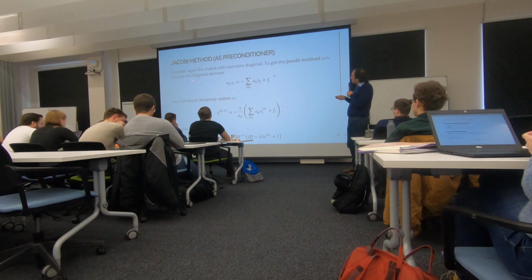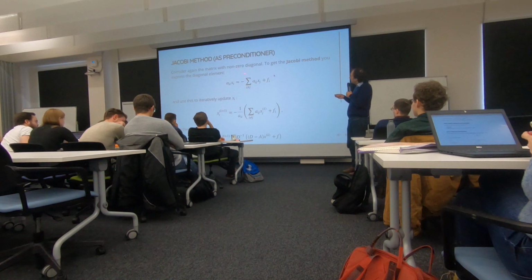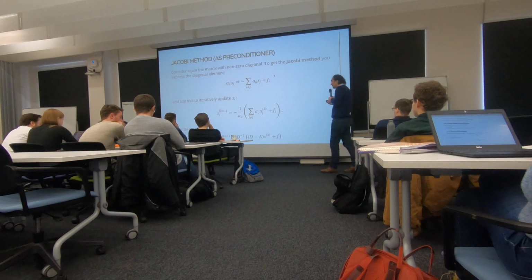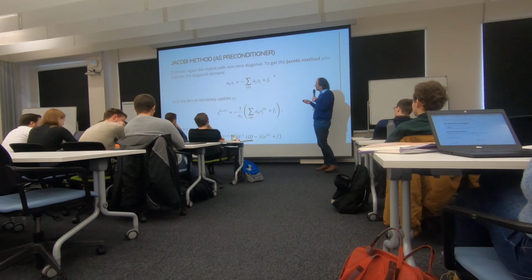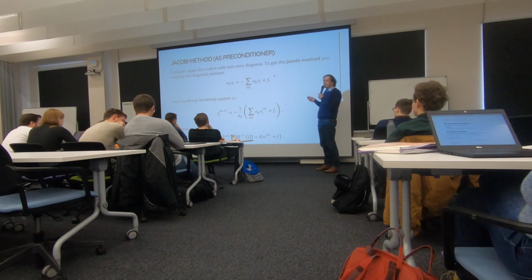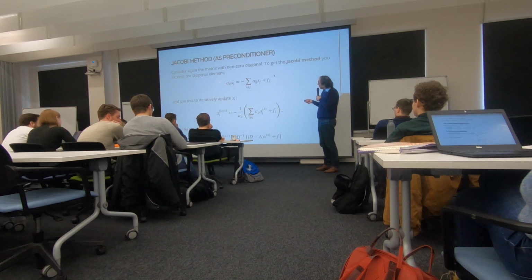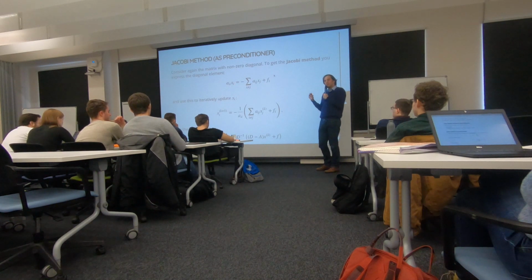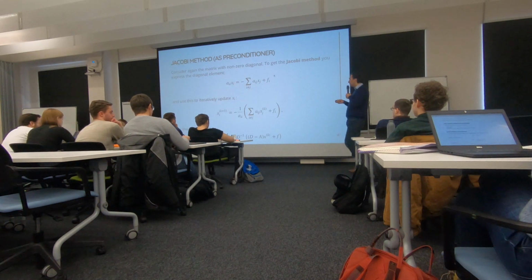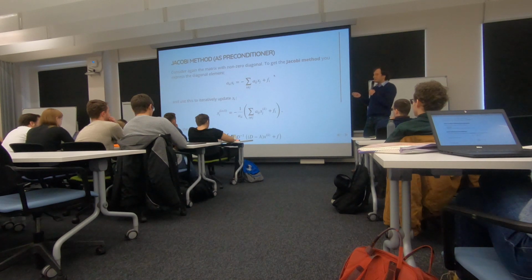So the simplest method is the Jacobi method. Suppose you have a matrix with non-zero diagonal, and we can rewrite our linear system as a fixed point iteration by taking out separately the diagonal part. So that's the equation for the diagonal element, right? So x_i equals some weighted sum of all the off-diagonal elements.